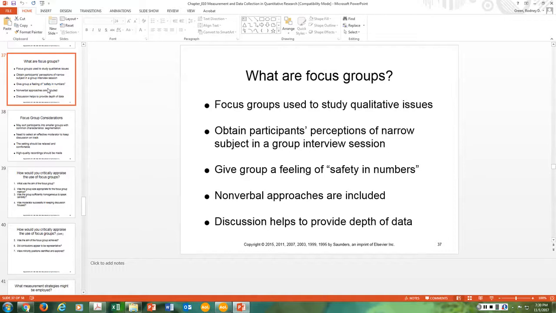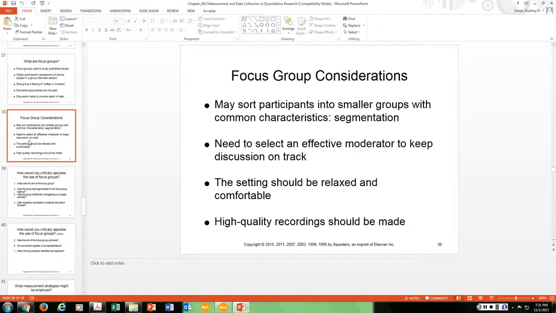So let's say there's a group of 8 people who are being interviewed. They are in a room together, and they hear the responses of others and can respond to those. It gives a group a feeling of safety in numbers. Nonverbal approaches are included, and the discussion helps to provide a depth of data. Considerations: you may sort participants into smaller groups with common characteristics. That's called segmentation. You need to select an effective moderator to keep the discussion on track. The setting should be relaxed and comfortable. High quality audio recordings should be made of the discussions. Then those audio recordings are transcribed.